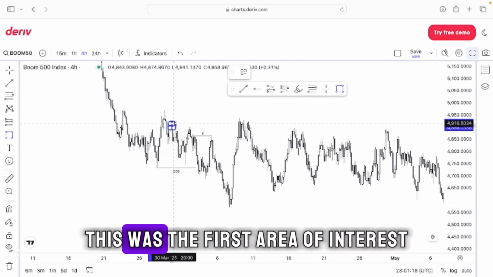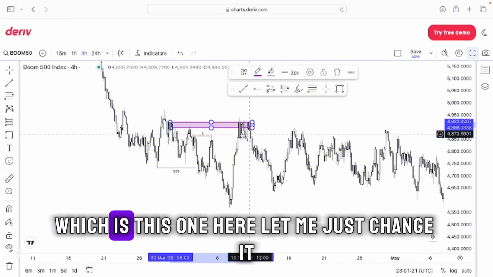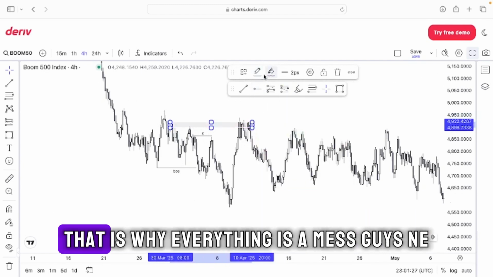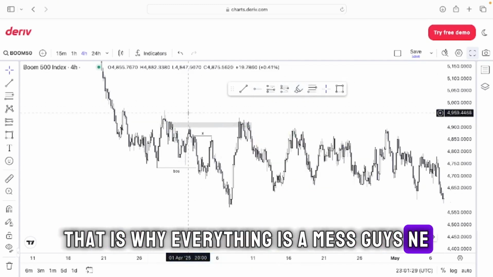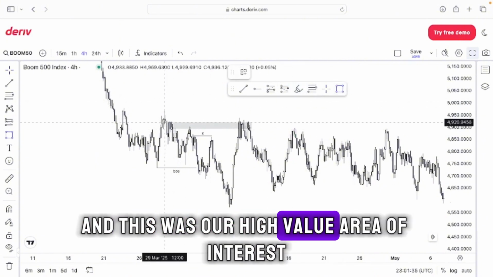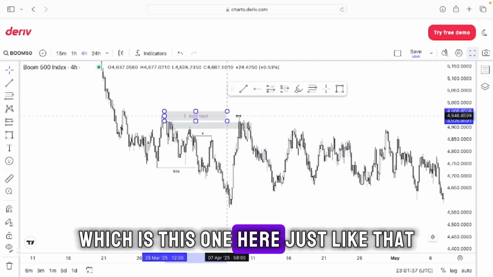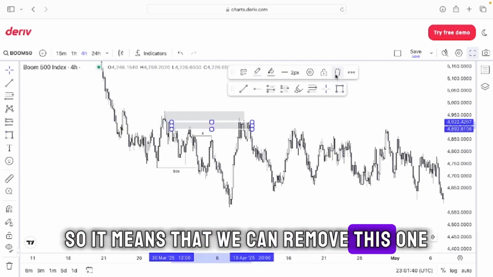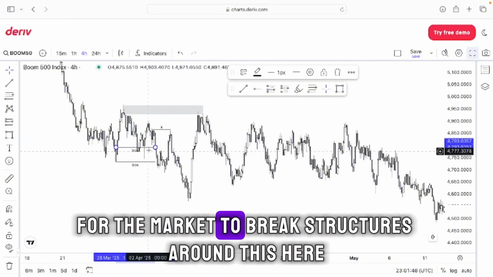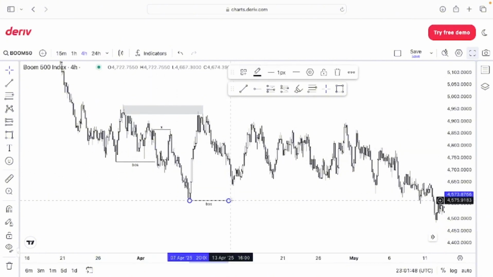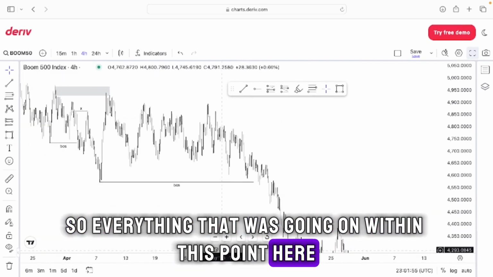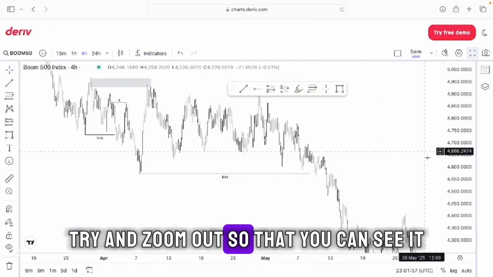So as you can see here, this was the first area of interest, which is this one here. Let me just change it, just because I was playing around with my charts. That is why everything is a mess, guys. So as you can see, there's an area of interest, and this was our high value area of interest, which is this one here, just like that. So it means that we can remove this one, and then the market sold off. So which means that we expect what? For the market to break structures around this here, which is our low. So everything that was going on within this point here, let me just do this, try and zoom out so that you can see it.